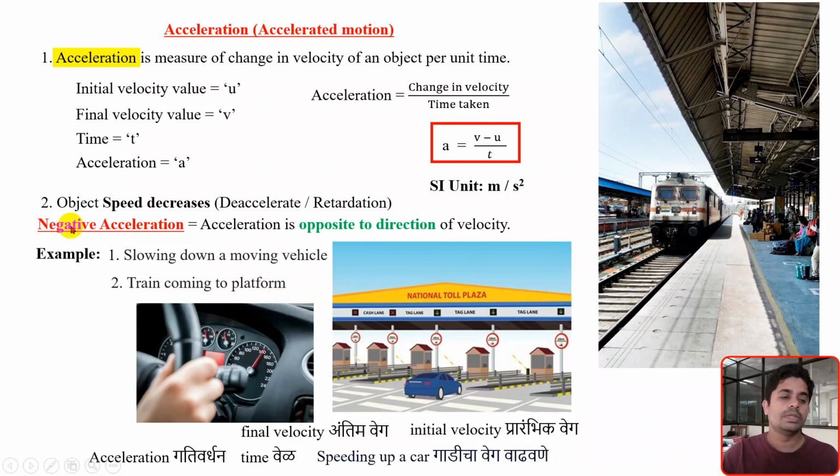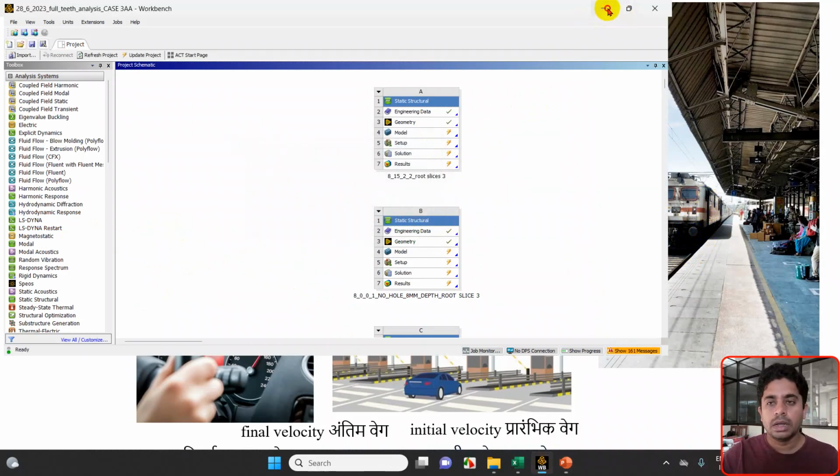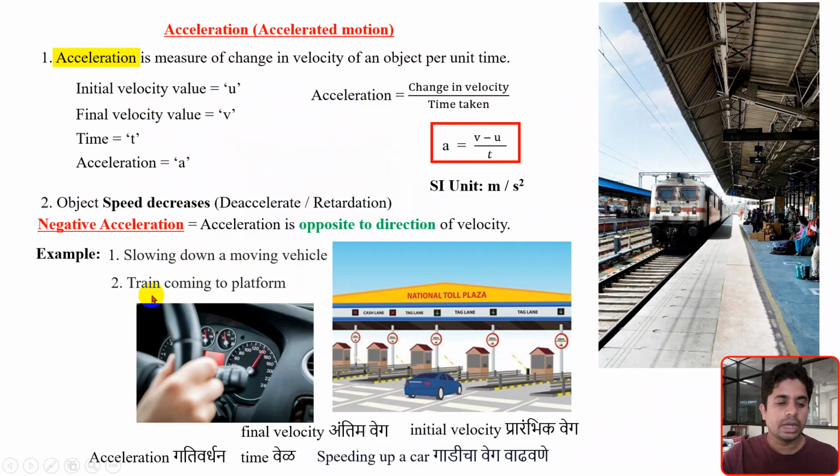So examples of this negative acceleration or retardation, slowing down a moving vehicle and a train coming to the platform, are perfect examples of negative acceleration, I can say.